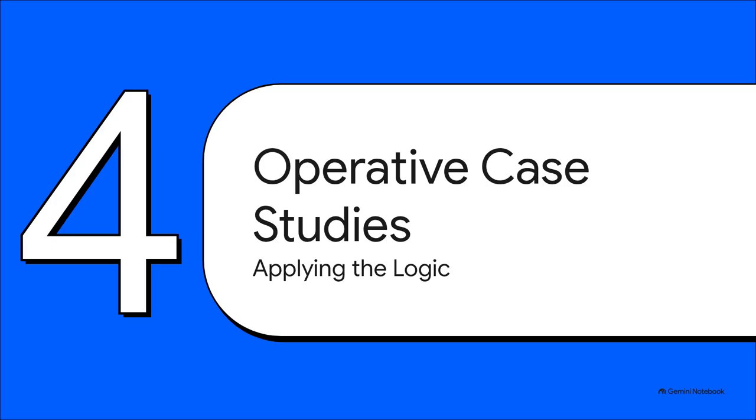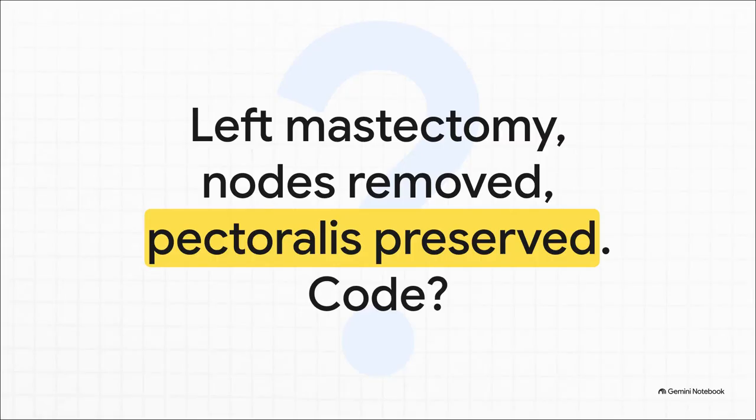Section 4, Operative Report Case Studies, Applying the Logic. Theory is a great foundation, but let's test your practical application. Our first operative report describes a 61-year-old female with invasive carcinoma undergoing a complete left mastectomy. The surgeon performs an en bloc removal of levels I and II axillary nodes, but explicitly states the pectoralis major muscle is completely preserved. So based on what we've covered, what code are you submitting?